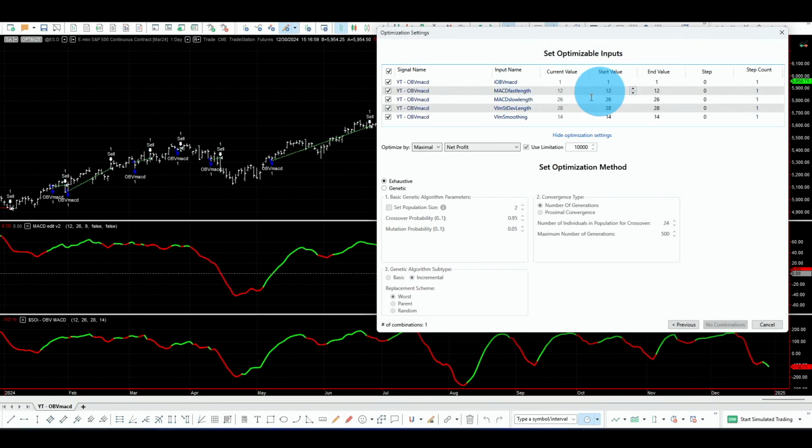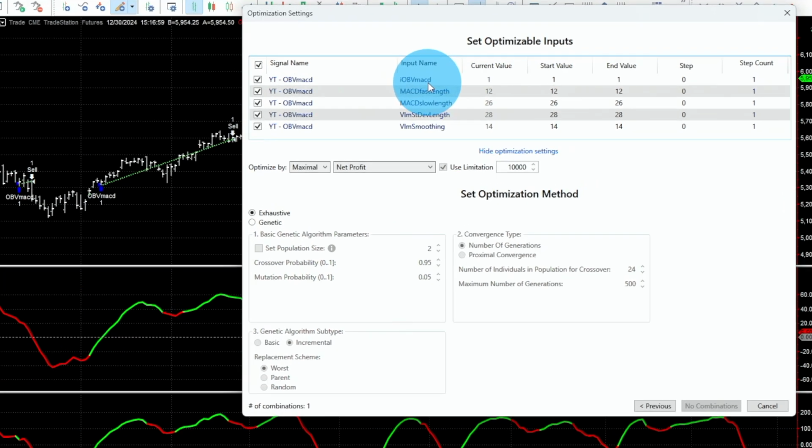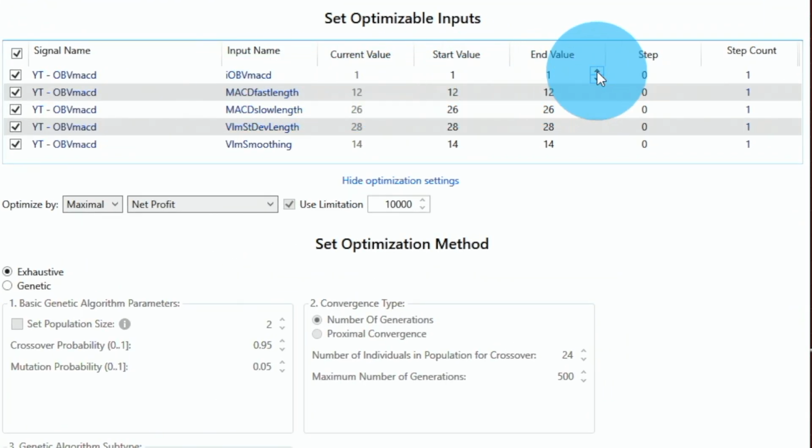So here are the inputs for our strategy. The first line is the choice between the MACD and the on-balance volume MACD. 1 is on-balance volume MACD and 2 is the regular MACD. The volume standard deviation length and the volume smoothing are only related to on-balance volume. So we will fix these, we will not alter them. And then we will optimize only this to see the difference between the MACD and the on-balance volume MACD.